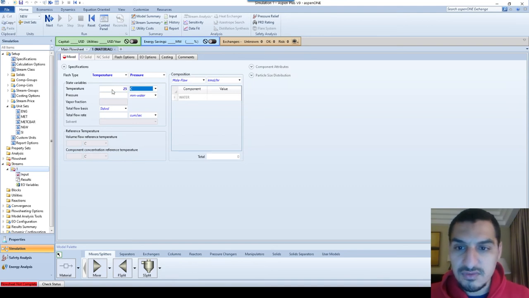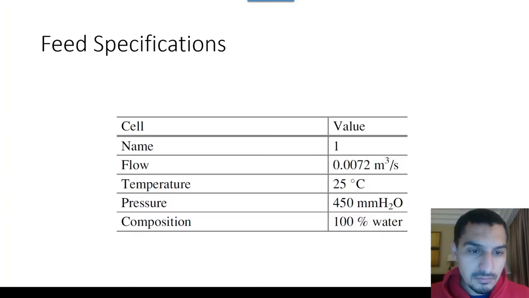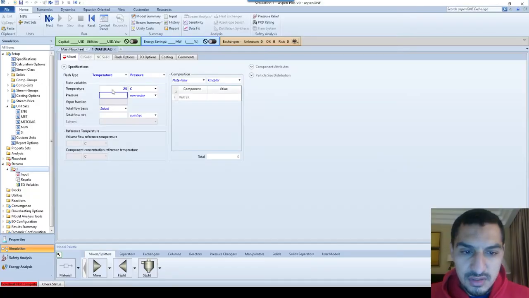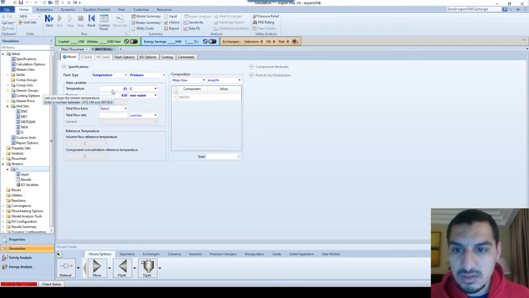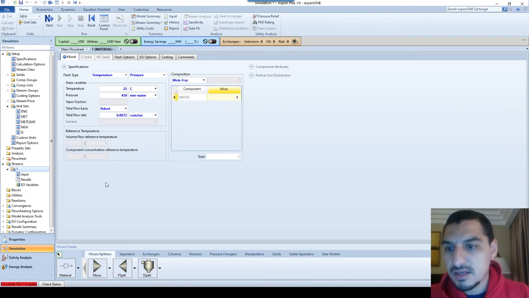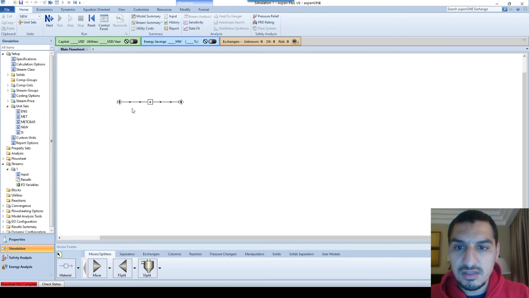This is 25 Celsius, 450 millimeters water, the standard volume 0.0072, and this is the mole fraction. It's going to be 100% water, and now we're done with defining the feed stream.